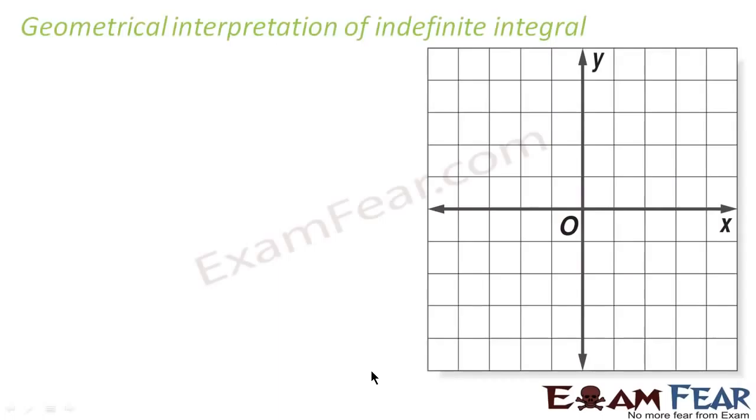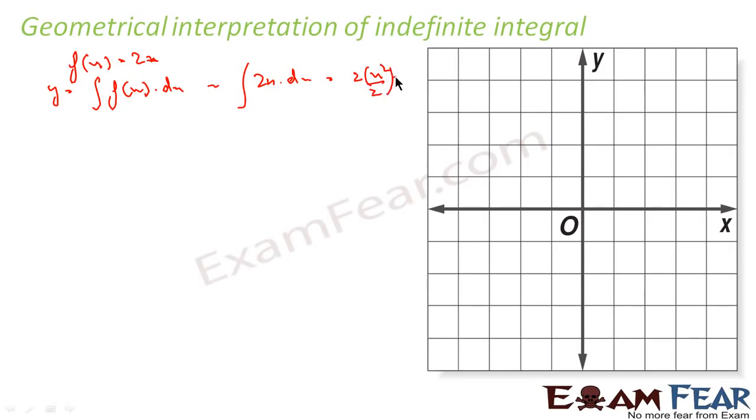Now let's understand the geometrical interpretation of indefinite integral. Let's suppose I have my function f(x) = 2x. If I want to find the integration of this, that is nothing but ∫f(x) dx, which is ∫2x dx, and this will come out to be x² + c. So this is nothing but y = x² + k. So this is the integration of f(x) = 2x.